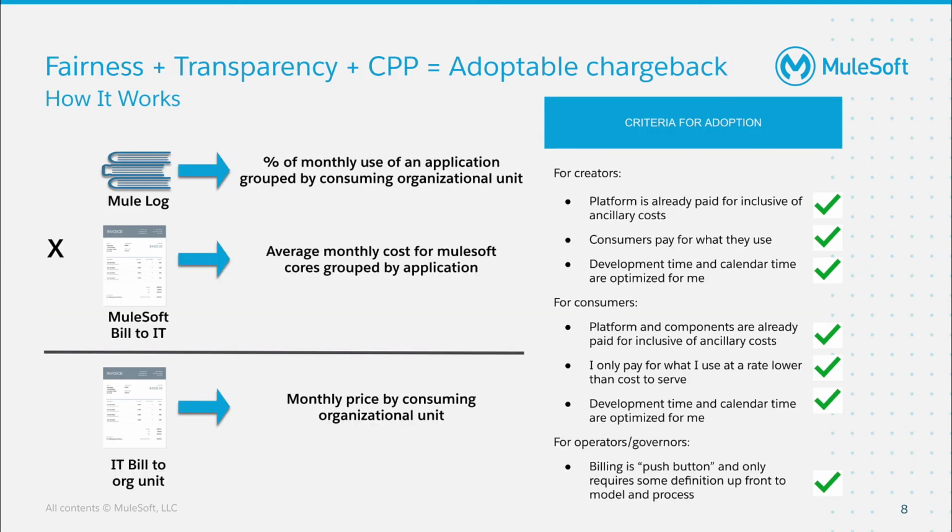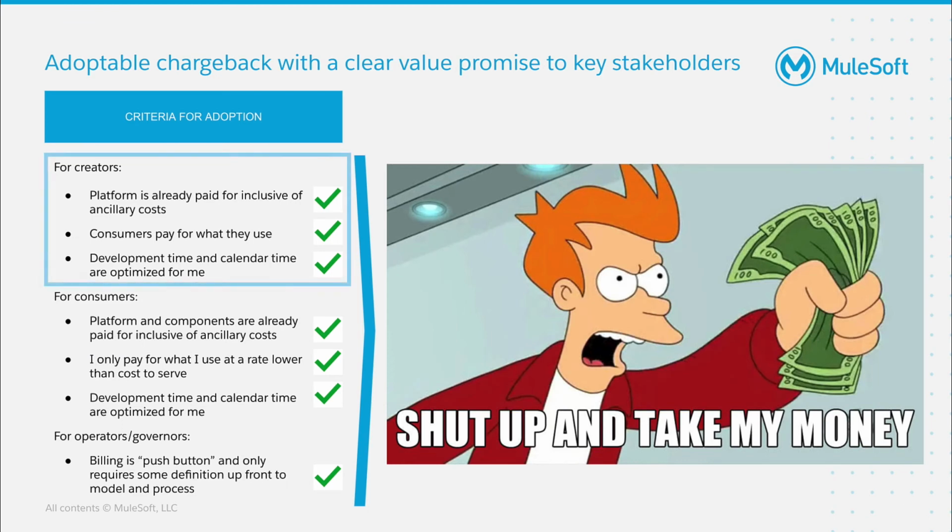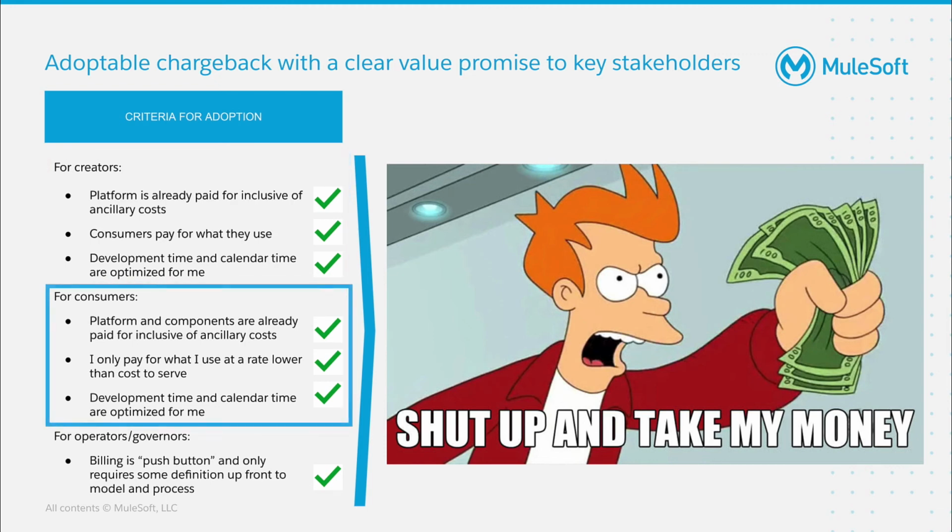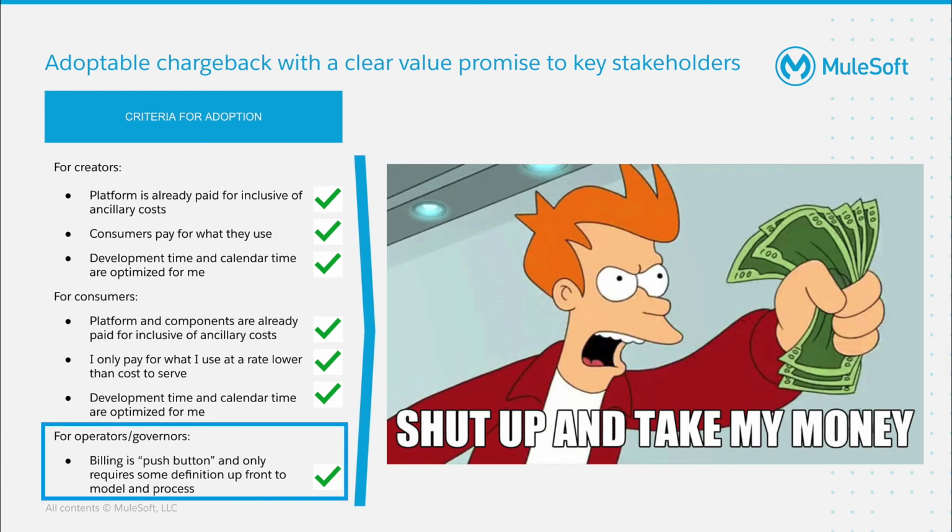So if we look back at the wants and needs of the actors and audiences in your API ecosystem, we can see how smoothing out the 3 friction points will accelerate efforts to roll out a chargeback program that people would readily adopt. For creators, the platform is already paid for, inclusive of ancillary costs. Consumers pay for what they use. For consumers, the platform and components are already paid for, inclusive of ancillary costs. And for them individually, they only pay for what they use at a lower rate than a cost to serve. For operators and governors, billing is push button and only requires some definition up front to model and process.